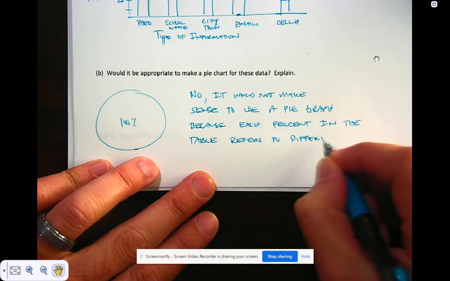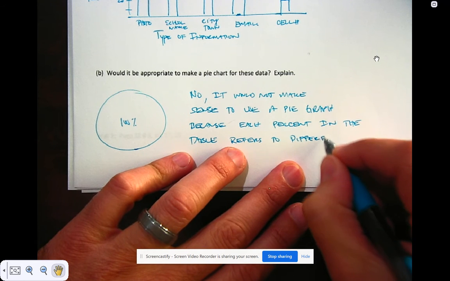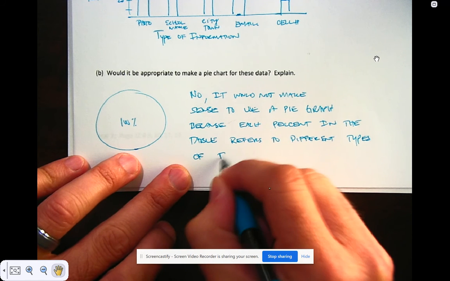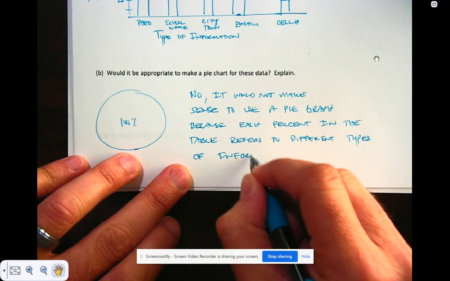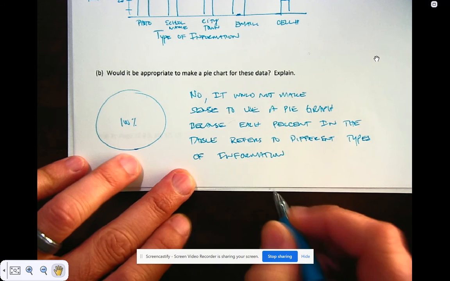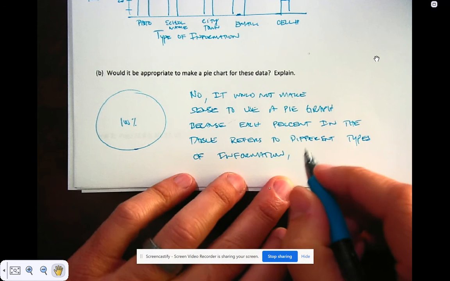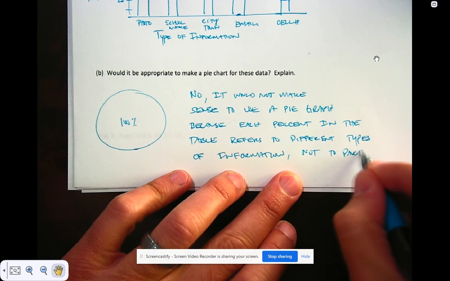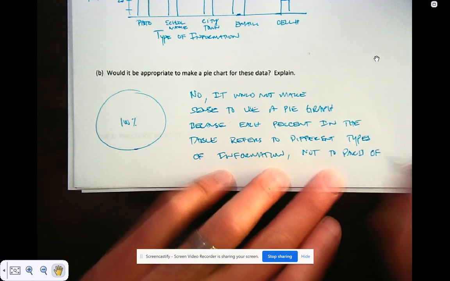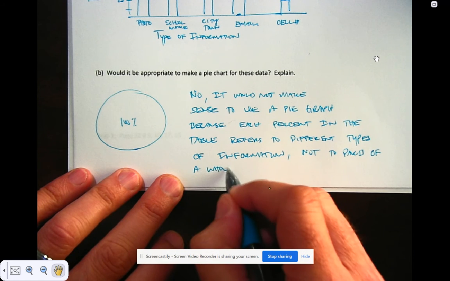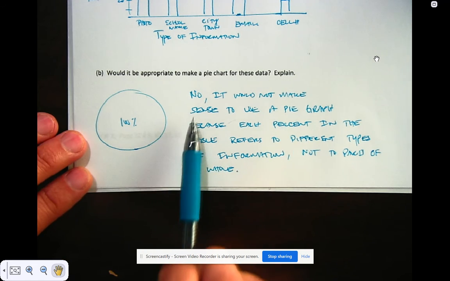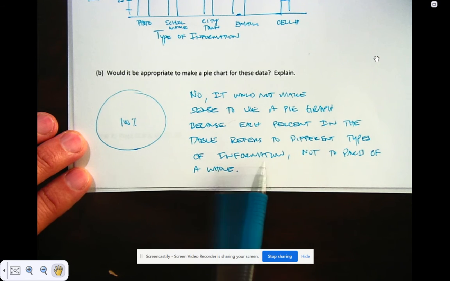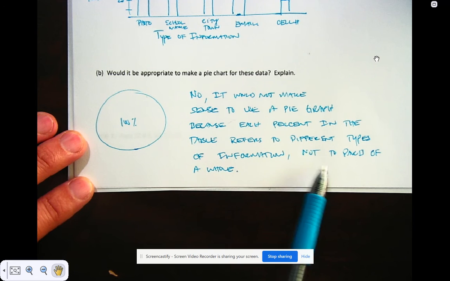Refers to different types of information, right? Not to parts of a whole. And I'll reread that for you guys. Okay, so no, it would not make sense to make a pie graph because each percent in the table refers to different types of information, okay, not to parts of a whole.